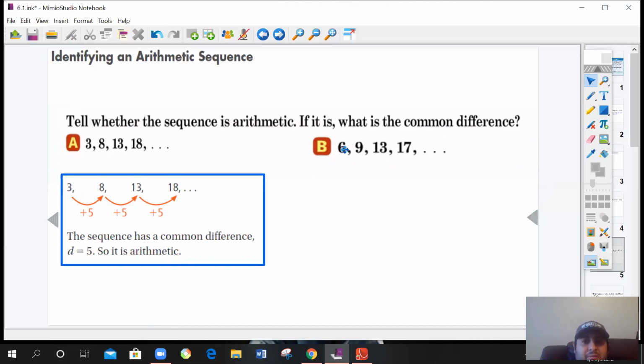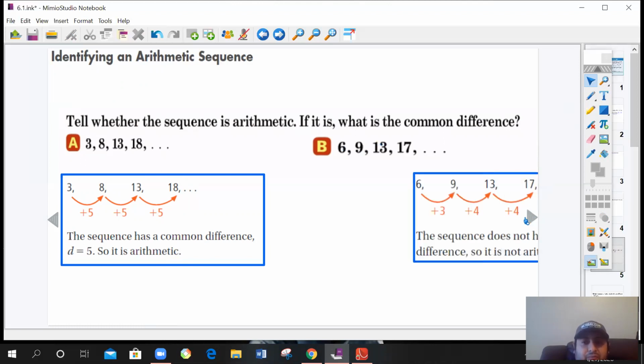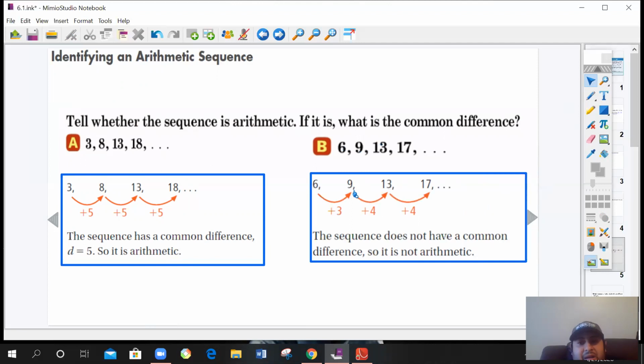Now, these numbers: 6, 9, 13, 17. We start out by adding 3, and then there's a 4, plus 4, plus 4. So since the sequence does not have a common difference, it's not considered arithmetic. Okay, just keep that in mind.